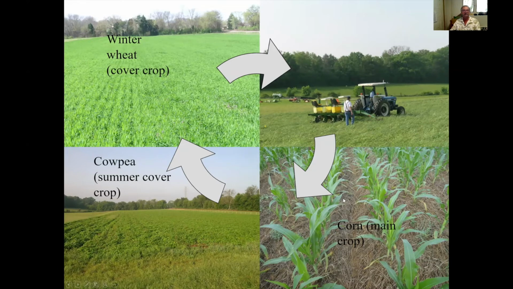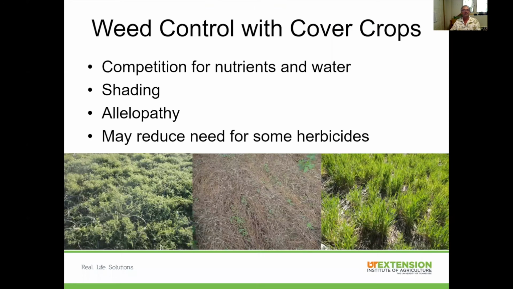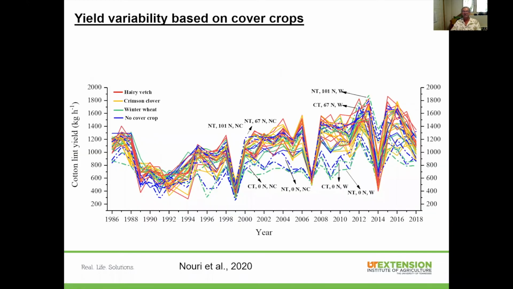So this is what we're talking about in terms of building organic matter, conserving and improving carbon, and hopefully improving our soil health. Some of the weed control benefits with cover crops is through competition for nutrients and water. There's shading, and allelopathic effects have been reported with some things. And we're learning, our weed specialist, Dr. Larry Steckel, has found some instances where we can actually reduce the need for some early season herbicides and or even some late season herbicides, and that will help defray the costs of the cover crops.